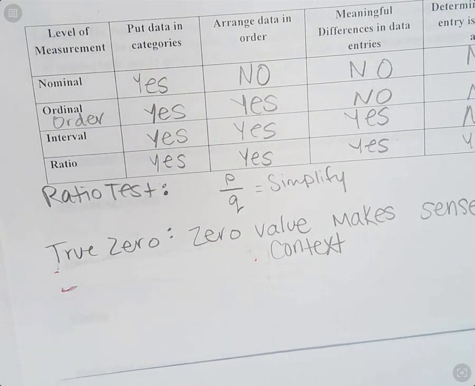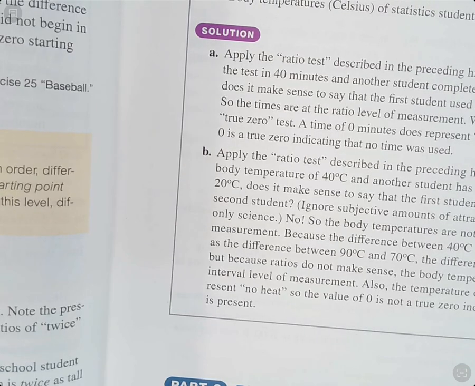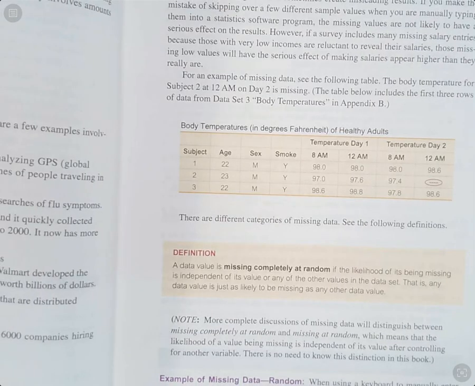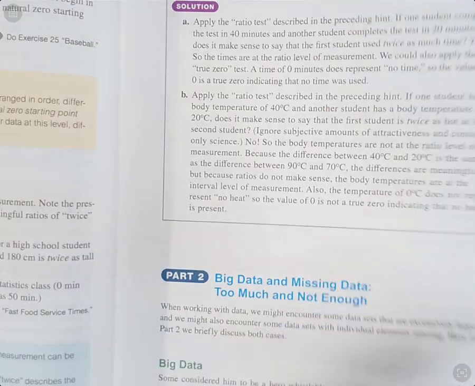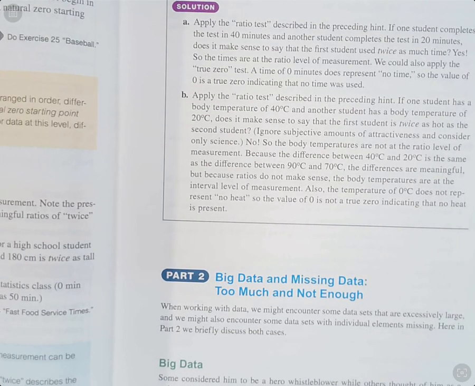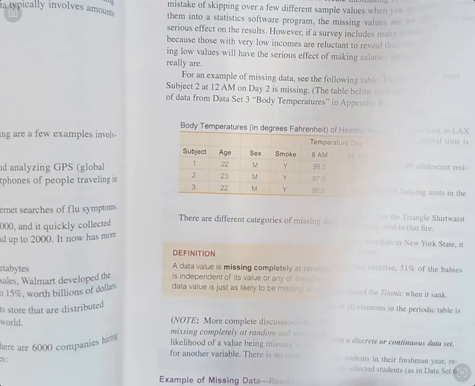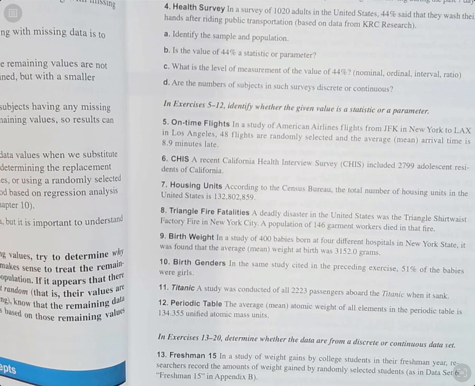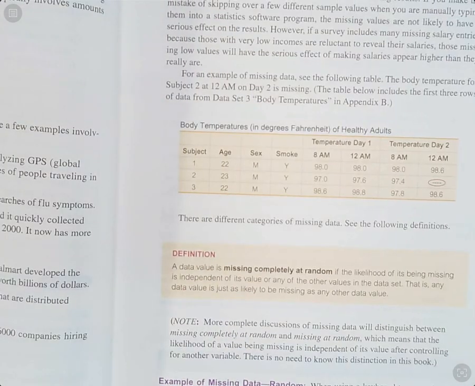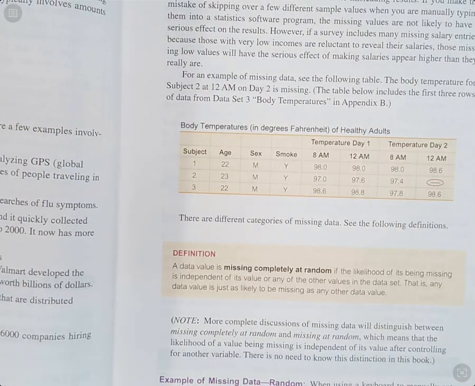Okay, and then the last thing would be about big data and missing data. So what I'm going to have you do is just read through these last 2 pages in the textbook about big data and about missing data. It is pages 19 through 22. And if you need to write down a few notes on here, and that's all you have to do.